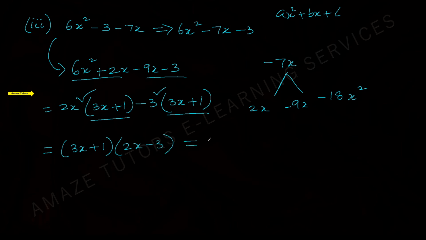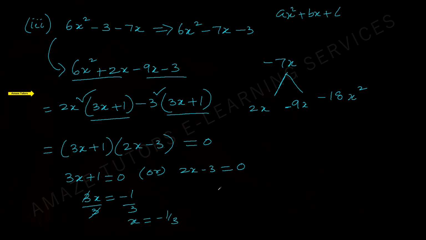So to get the zeros, equate each to 0 and solve each equation. Only when 3x plus 1 is equal to 0 or 2x minus 3 is equal to 0, the product is 0. You are applying the zero product rule. Now solve for x in each case. Take 1 to the other side, negative 1. Now to get rid of this 3, divide both sides by 3. Balancing the equation, one of the roots is negative 1 by 3.